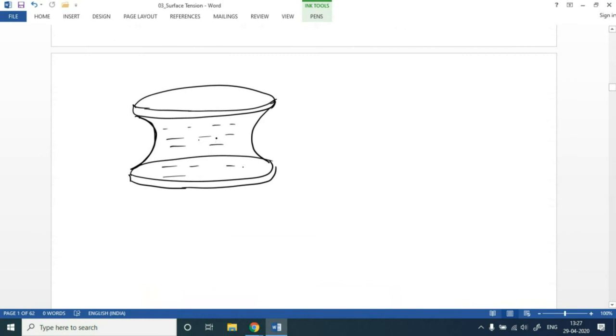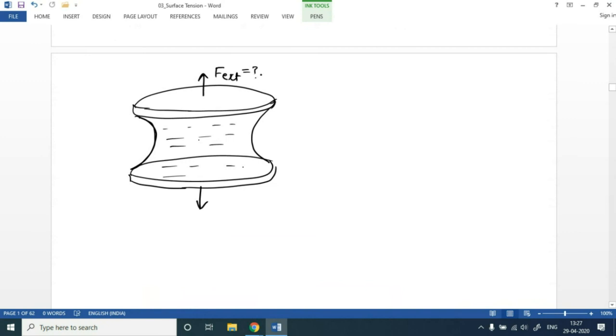So what happens if you want to pull it? You need to apply some external force in order to separate these two discs. And I wish to find out the magnitude of this external force. So what is the force?